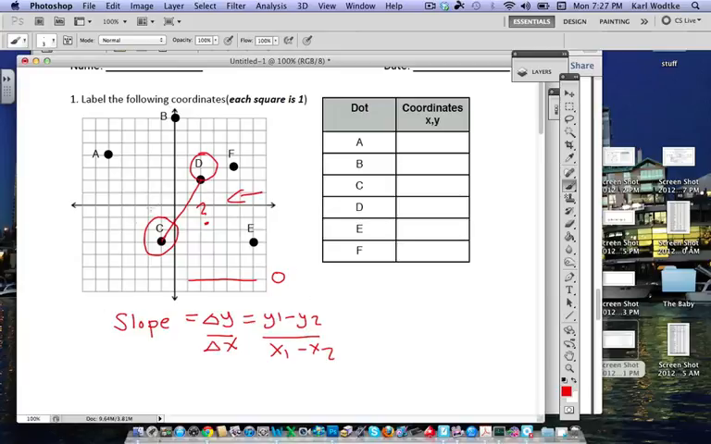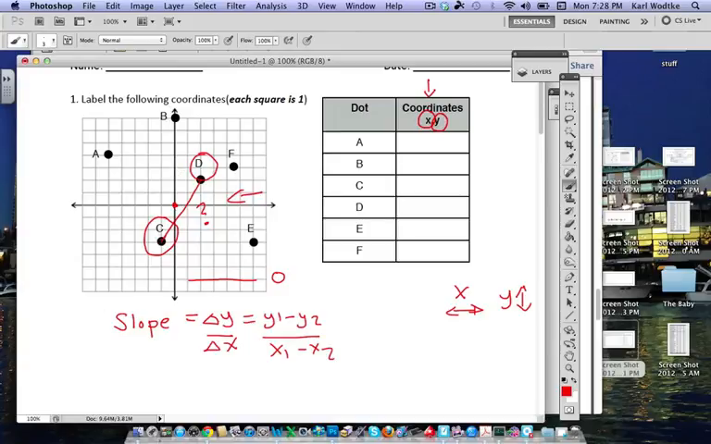So the first thing I have to do is figure out what the coordinates of C and D are. The way it works is you always start from the middle, which is your origin, and you count how many squares you move over left and right. You have to write your coordinates with the x first, which is your left right, and then your y, which is your up down. So you can think of x as moving this way, and your y is moving that way.